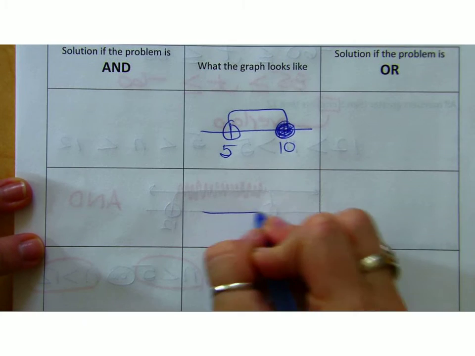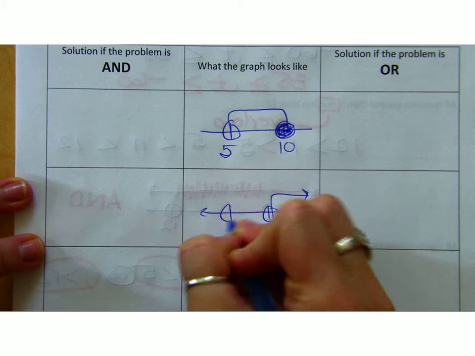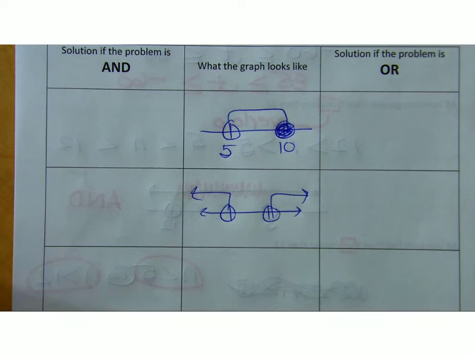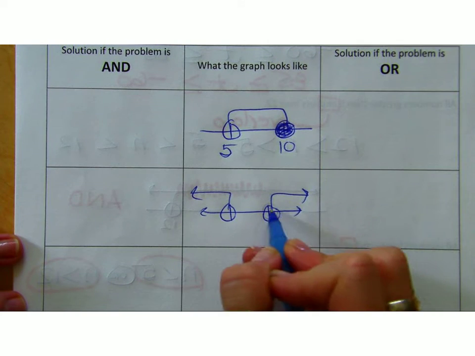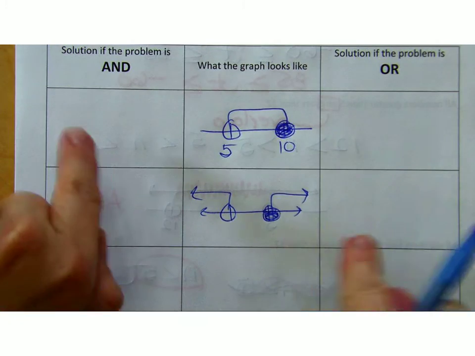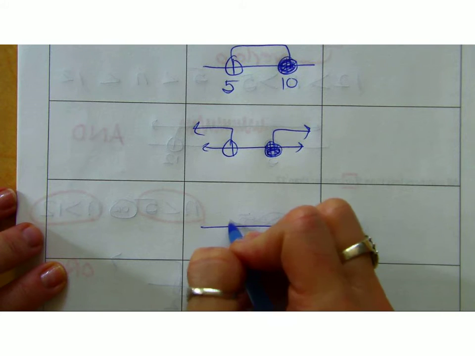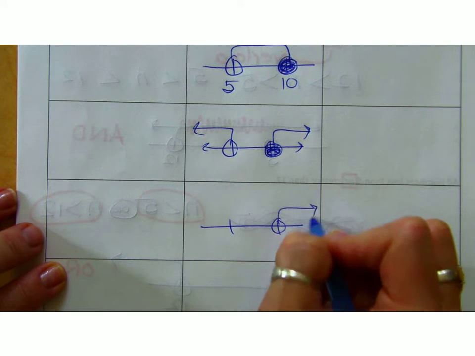Versus if your graph looks like this. What's the other type of graph that we haven't talked about yet? Here they both cross each other. Here they go the opposite directions. What are the other two? When they both go the same direction.